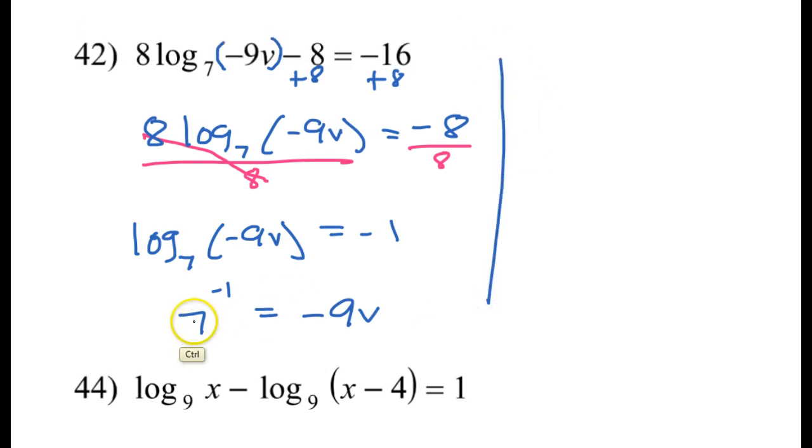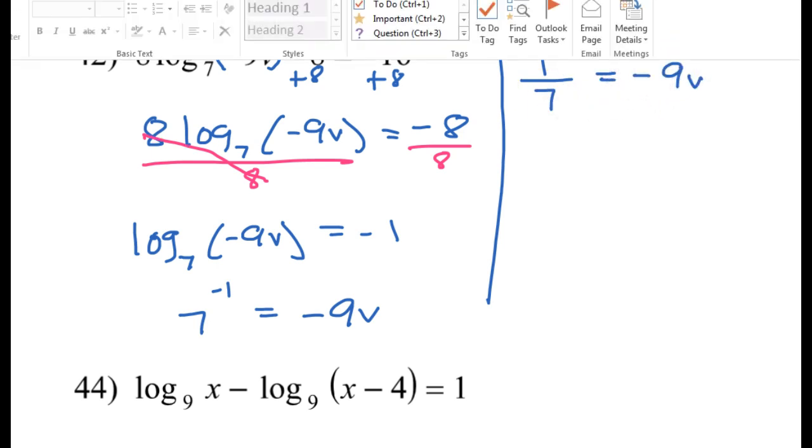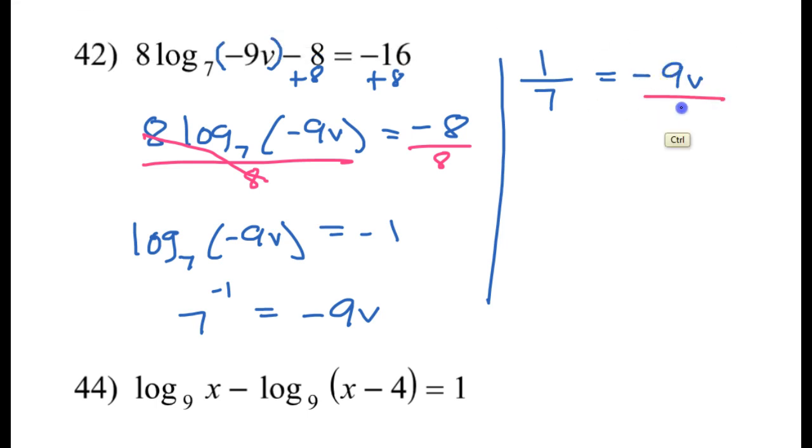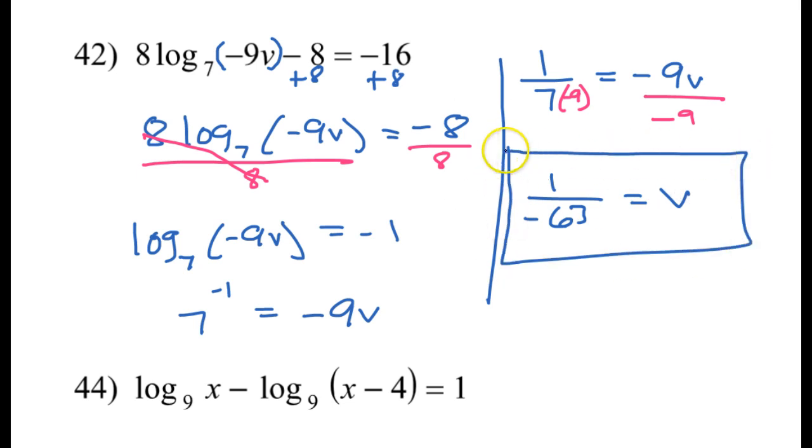We all know that 7 to the negative 1 power is 1/7. So this is really 1/7 is equal to negative 9v. Now I'll divide both sides by negative 9. Hey guys, always remember that when you divide a fraction by an additional number, all you have to do is put the number you're dividing by in the denominator along with whatever's there. That's how you divide a fraction by another number. So this is going to simply be 1 over negative 63. That should be the answer to number 42. Let me know if it is not what they have on the answer key.